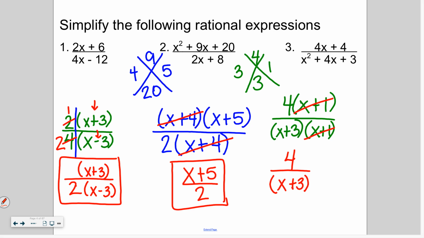Now, I just happen to put that one in parentheses. It does not matter if you do or not. The reason I say that, if you look back, I have the x plus 5, it's not in parentheses, but it's still the correct answer. Okay?